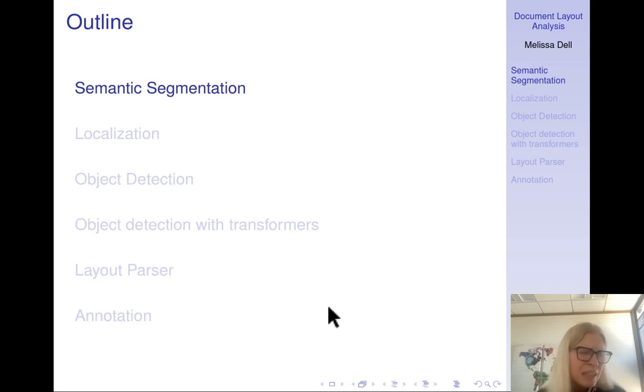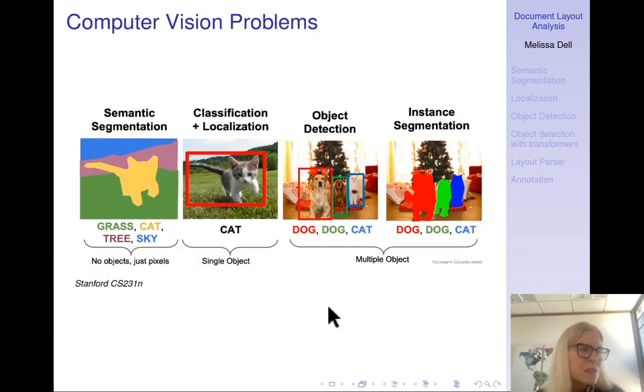Okay. So I'm going to start out by discussing these problems that I just showed you. So semantic segmentation, classification and localization, object detection, and briefly instance segmentation. And so the main task that's of interest to us when working with documents is typically object detection. But these other tasks, and in particular localization, are a building block for understanding how to do object detection.